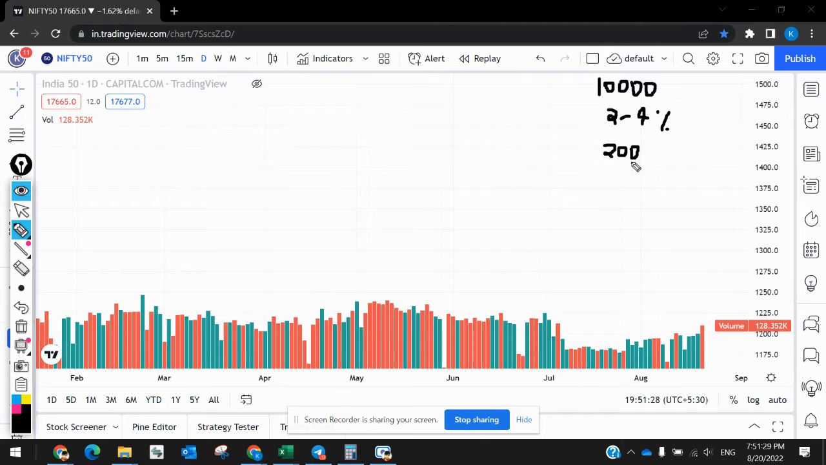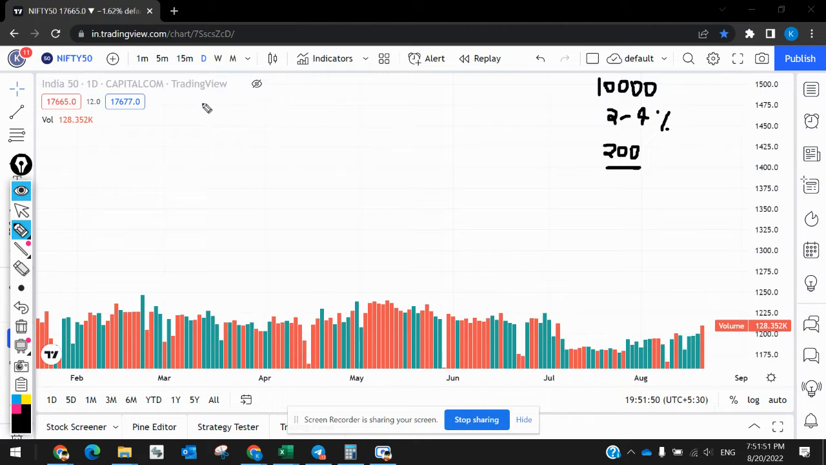Now any trade that I take, I will lose a maximum of 200 rupees. If it goes and hits my stop loss, I lose 200. If it goes and hits my target, I make money. Now, to calculate the quantity for a maximum loss of 200 rupees, I should know how much quantity I should buy or sell.